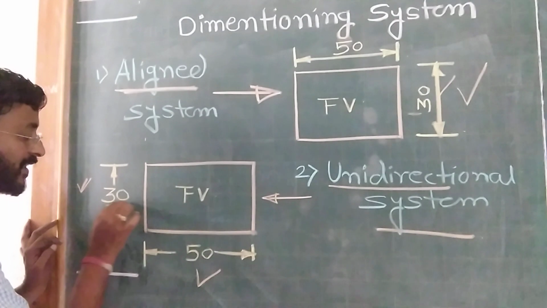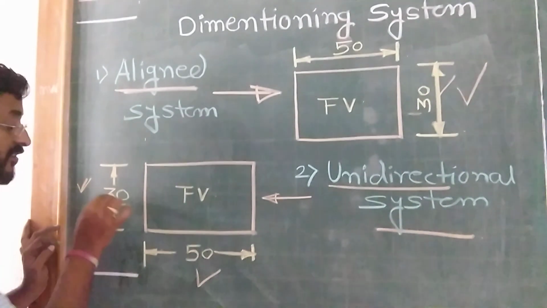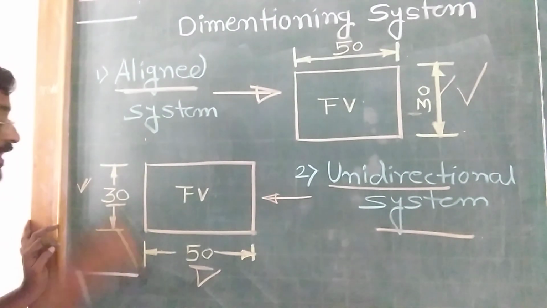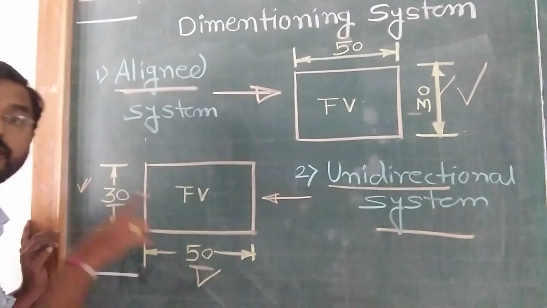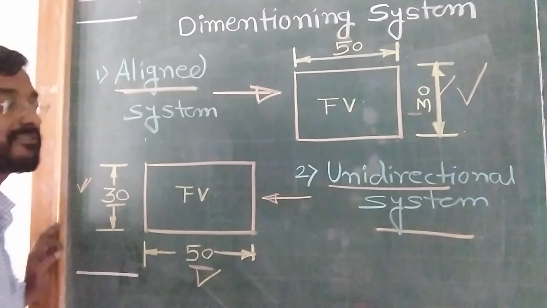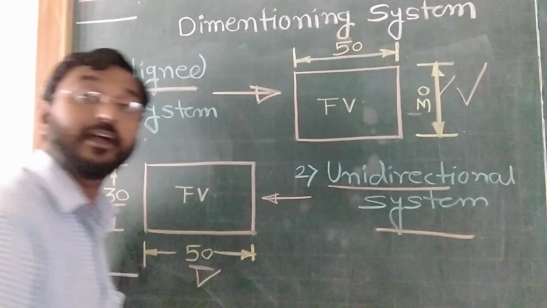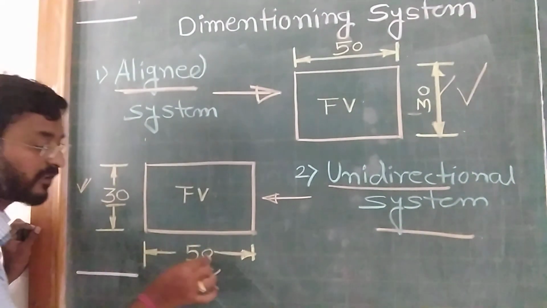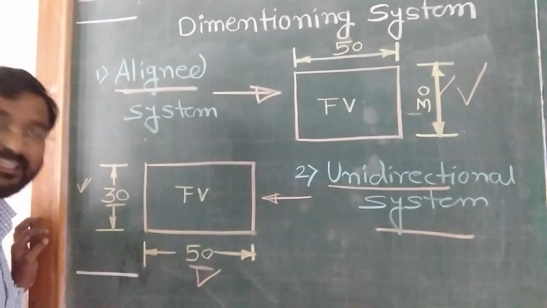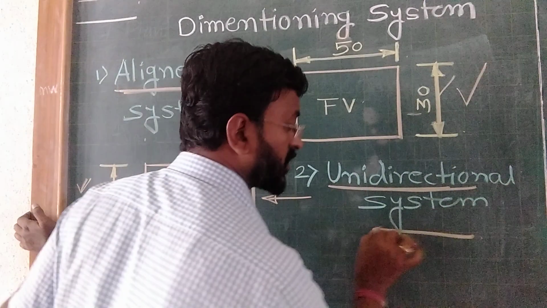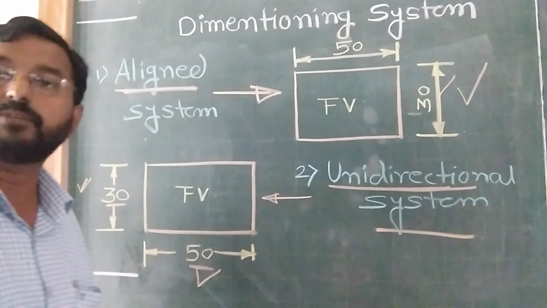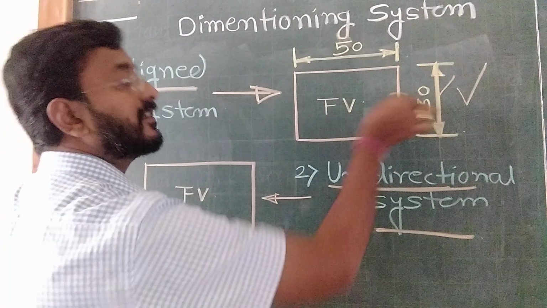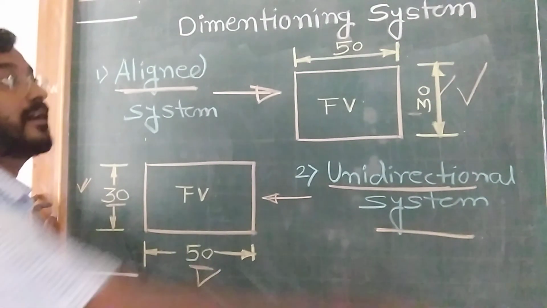When we observe the direction of both the vertical and horizontal dimensions, the placing of these numbers is in one direction. That's why we call it unidirectional. Uni means what? One. So the placing of these dimensions is in one direction, that's why we call it a unidirectional system. The basic difference between these two systems is how we place the digits or number.